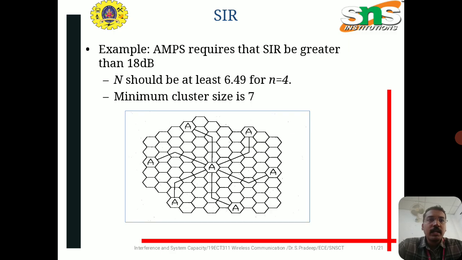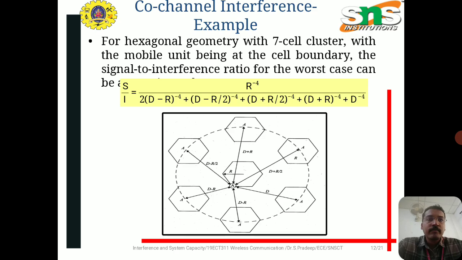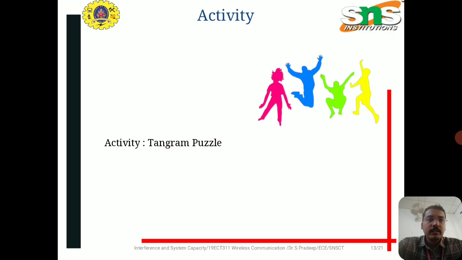For example, AMPS requires that SIR be greater than 18 dB, and N should be at least 6.49 for n equal to 4, that is, the minimum cluster size is 7. Co-channel interference. For a hexagonal geometry with a 7-cell cluster, with the mobile unit at the cell boundary, the signal to interference ratio for the worst case can be given as in this equation. Activity.